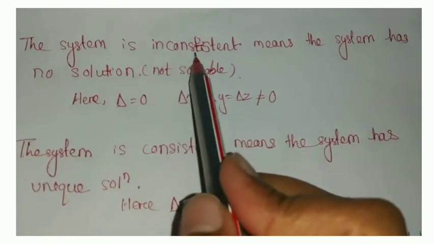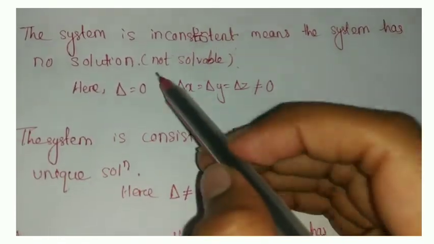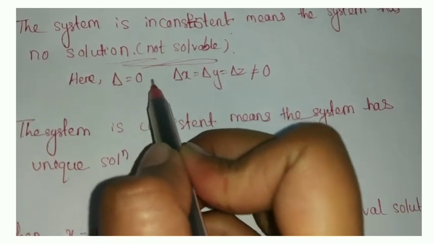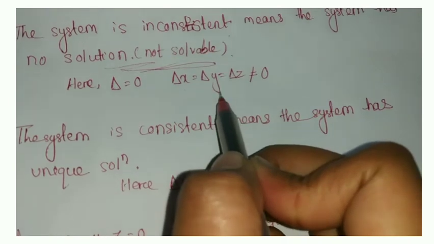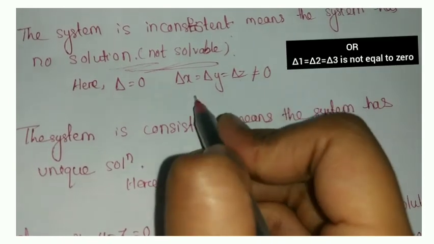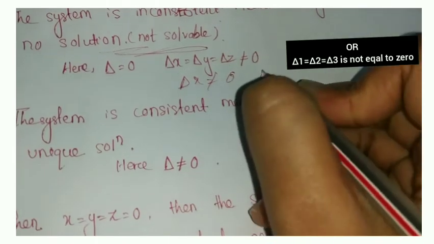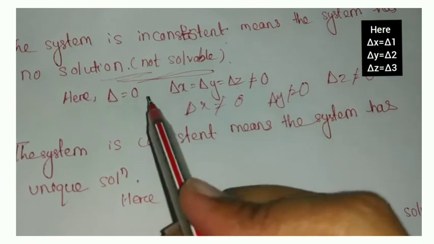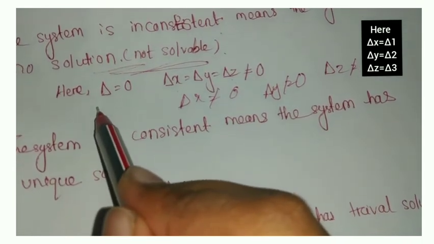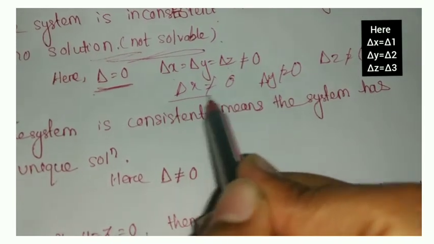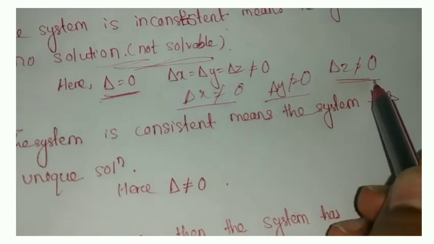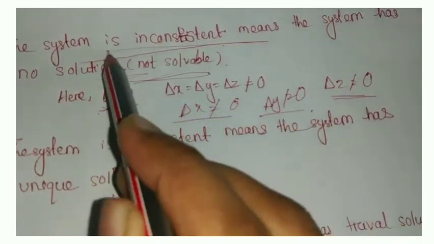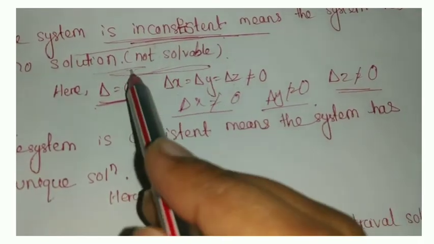The system is inconsistent means the system has no solution or is not solvable. Here del is equal to 0 and del x, del y, del z are not equal to 0. That means del x is not equal to 0, del y is not equal to 0 and del z is not equal to 0. Then if we get del equal to 0 but del x, del y or del z is not equal to 0, then the system is inconsistent or not solvable.